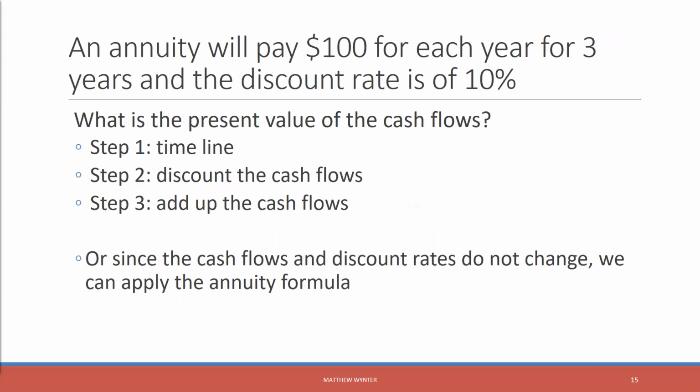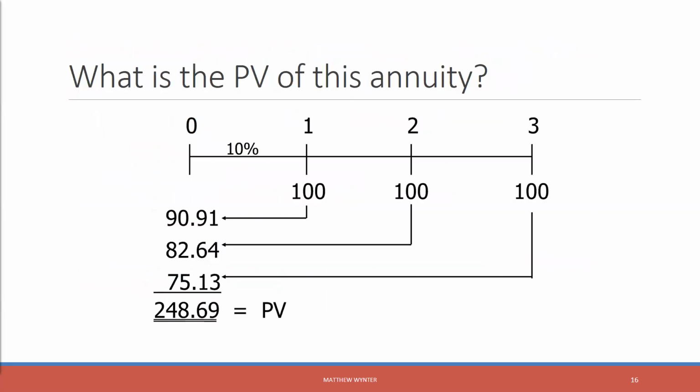An annuity will pay $100 for each year for 3 years, and the discount rate is 10%. What is the present value of these cash flows? Now, there are two ways we can approach this. We can create a timeline, discount the cash flows, and then add them up. And maybe this is the approach we would want to take if we only have a few cash flows to discount. Alternatively, since our cash flows and our discount rates do not change, we can apply the annuity formula. So we'll take both approaches and we'll see what we find.